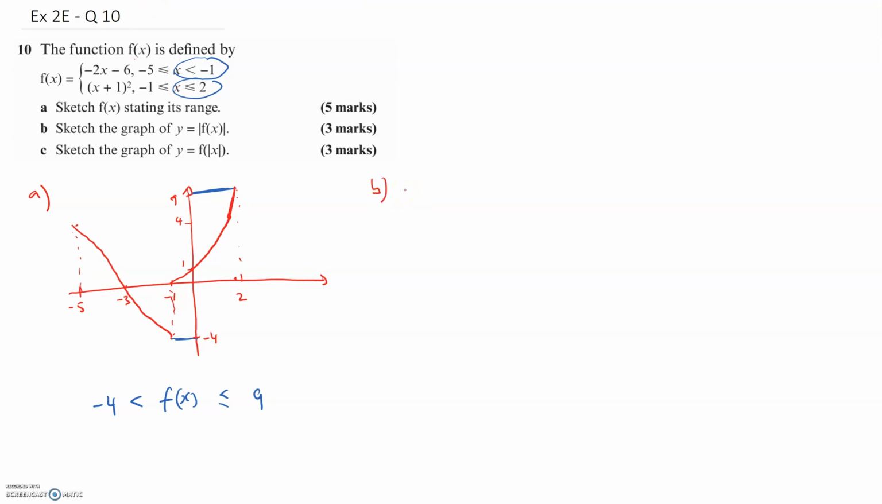So B asks to find y equals mod of f of x. So the rules for that are anything that sits below the x-axis gets reflected above the x-axis. So anything that's already above we can sketch in. So let's start with this curve. That already sits above, so I'm going to leave it there. And then part of the linear already sits above the x-axis. I'm going to draw that in. The bit that's below is going to get bounced up, and that's going to go up to 4. So that is mod of f of x.